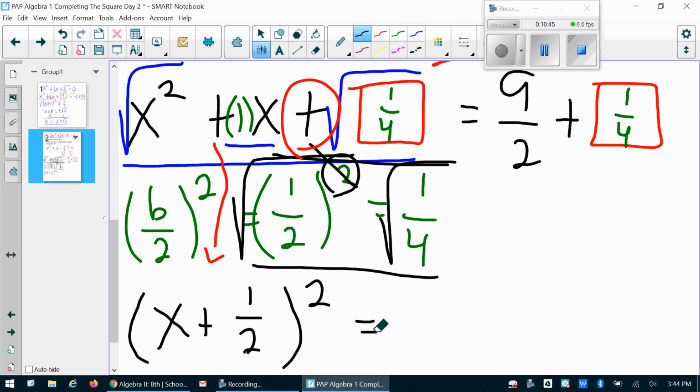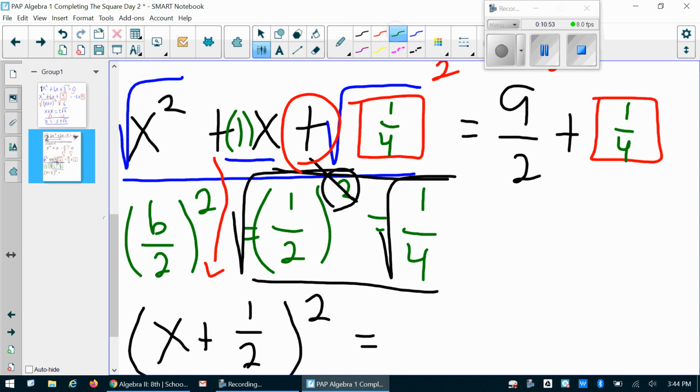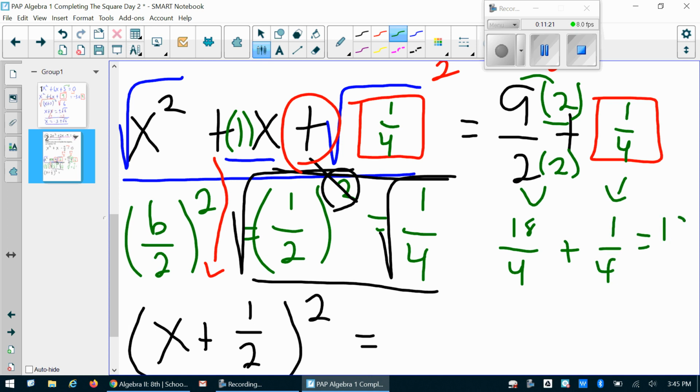The right side is going to be 9/2 plus 1/4. We can't add those fractions right now because they don't have common denominators. We're going to have to make them have common denominators. I'm going to make this 2 become a 4 by multiplying by 2. If I multiply the bottom by 2, I have to multiply the top by 2. And so if I do that, this piece becomes 18 over 4. Okay, 9 times 2 is 18, 2 times 2 is 4, and 18/4 plus this 1/4 is 19/4.